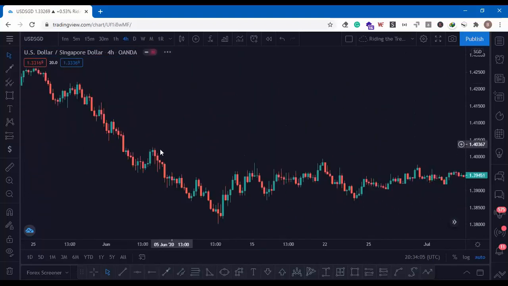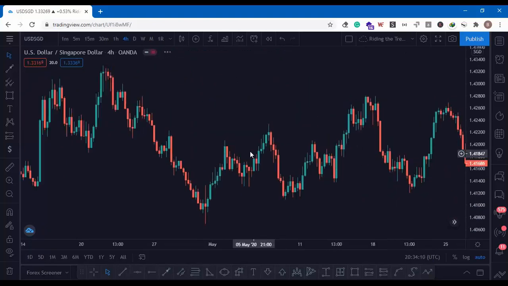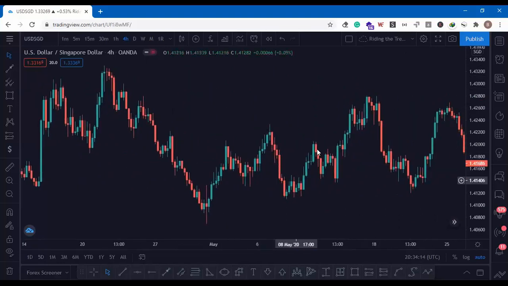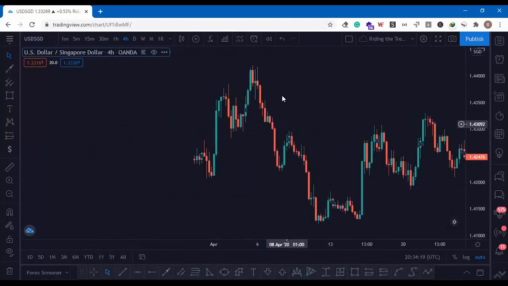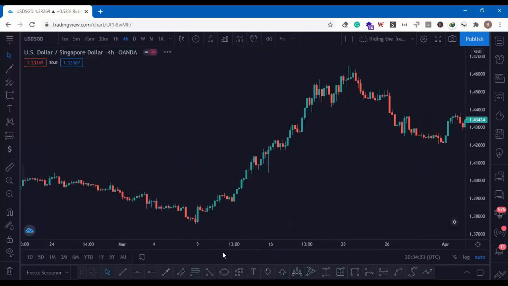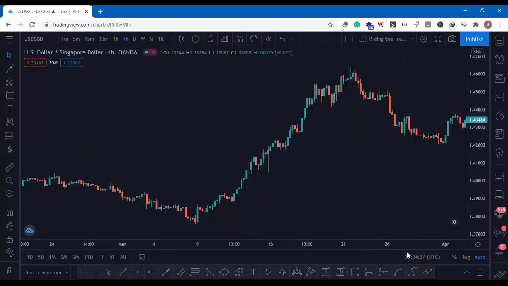This pair usually has... Even over here, we can see that this is an uptrend, but I want a more clear one. Okay, nice. I think we can use this. So we can see the price is going upwards in this direction. So that's an upward trend or a bullish trend.